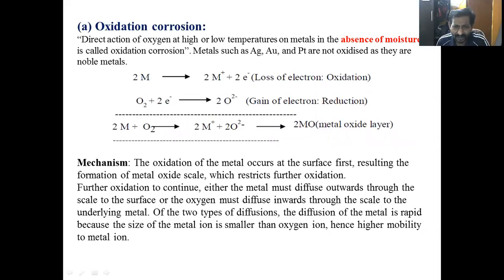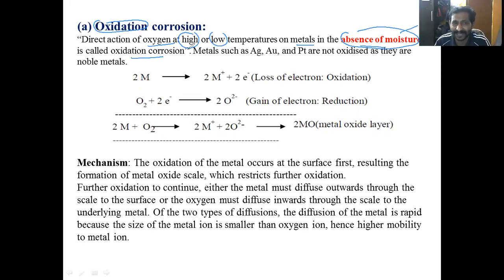What is the definition of oxidation corrosion? The name itself says it: this corrosion occurs mainly by oxygen. Very easy. It is the direct action of oxygen at high or low temperatures on the metal surfaces in the absence of moisture. Remember that one. This word is very important, because it is only in the absence of moisture. If moisture is present, it comes under another type of corrosion, called wet corrosion.